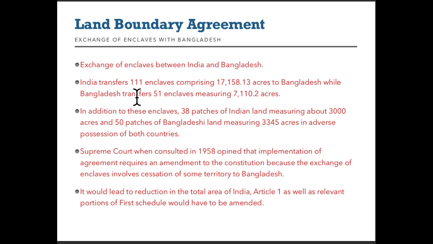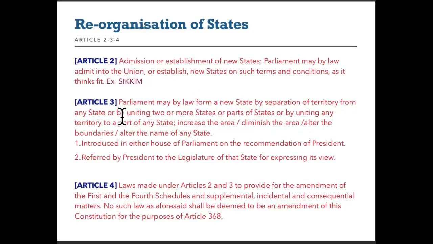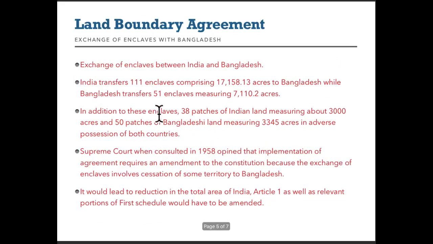Because of this land boundary agreement, India transfers 111 enclaves comprising 17,158 acres to Bangladesh. How much was transferred? 17,158 acres to Bangladesh, and Bangladesh transfers 51 enclaves comprising 7,110 acres. So you mean to say that it is just changing the boundary, which can be covered under Article 2 and Article 3. But this change requires a constitutional amendment.